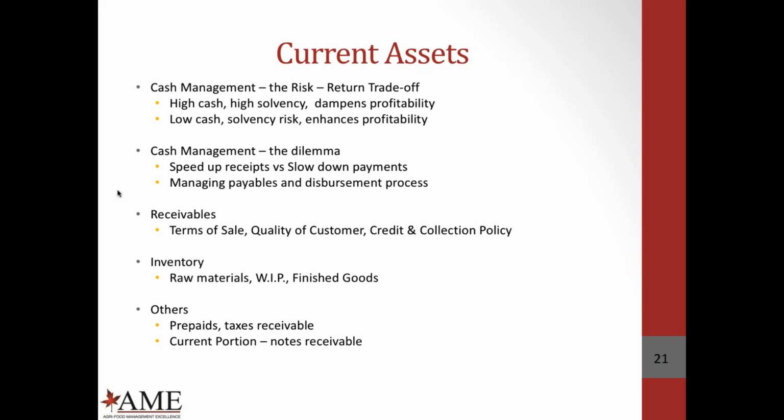Using your inventory, so the raw materials and your finished goods, depending if you're in value added and what you are doing or making, the work in progress or the finished goods may apply to you. And making sure you're utilizing that inventory and controlling that inventory appropriately. And the others, so the prepaids and your taxes receivable, as well as your current portion long-term debts. So those are some of the things you really want to be considering when you're looking at your current assets and how to manage them and the uses for them.